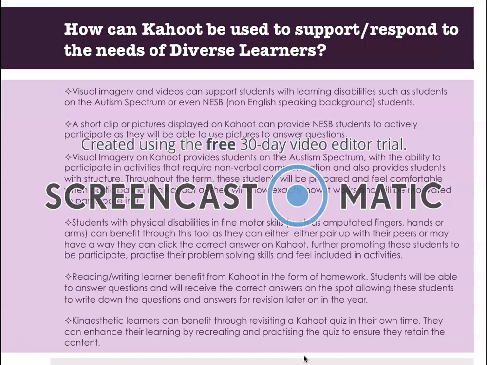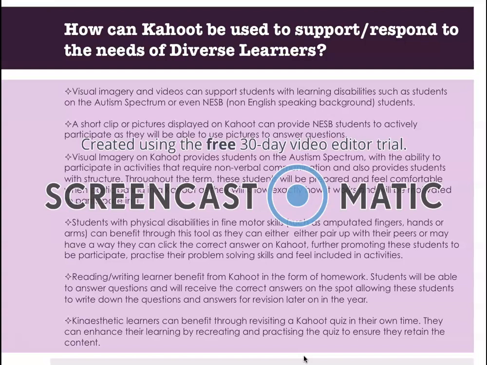These students will feel comfortable completing this activity throughout the term as they know how to use it. Kahoot can also support students with physical disabilities in fine motor skills, such as students who have maybe amputated fingers, hands, or arms. Students can either pair up with their peers or may have an alternate way of clicking the correct answer on Kahoot, further promoting these students to actively participate in this activity, practice their problem-solving skills, and feel included.